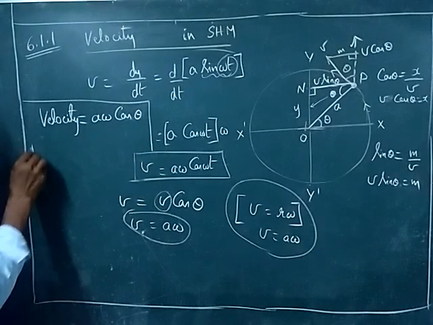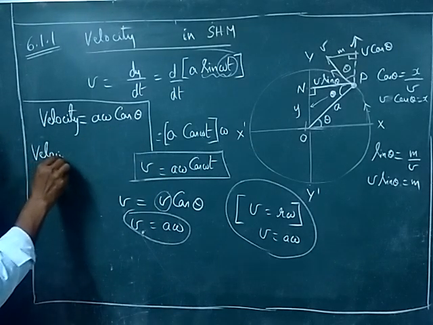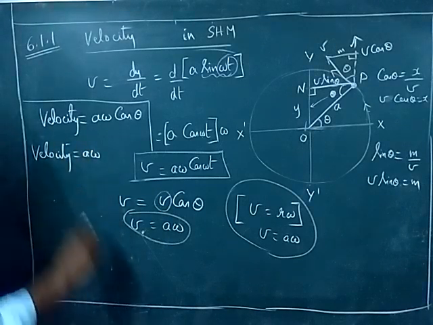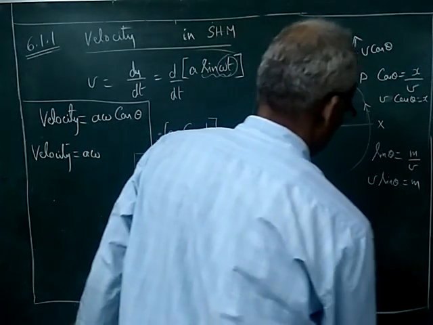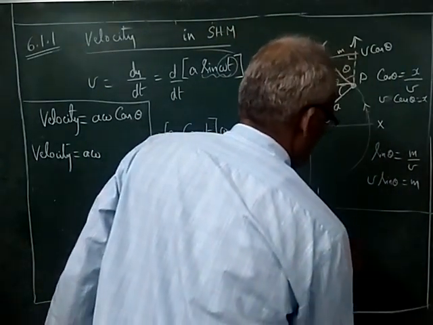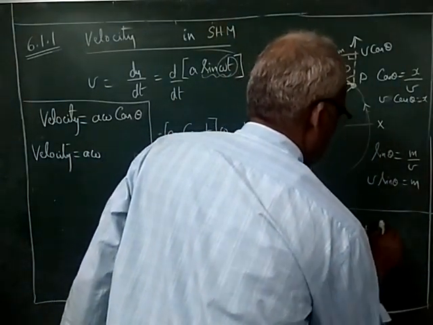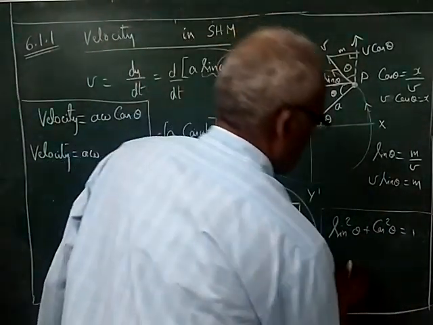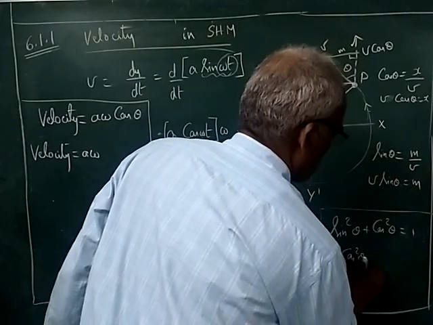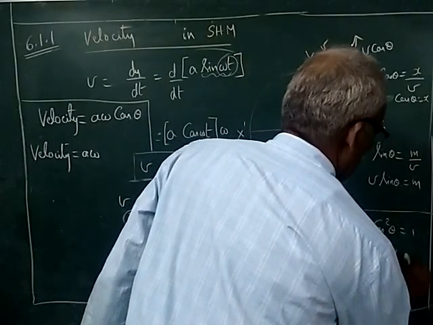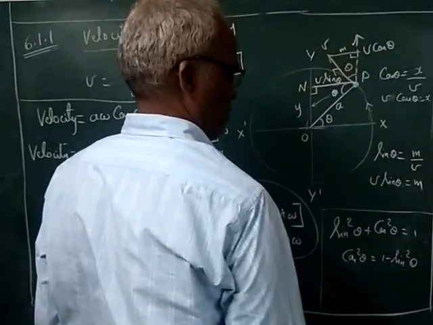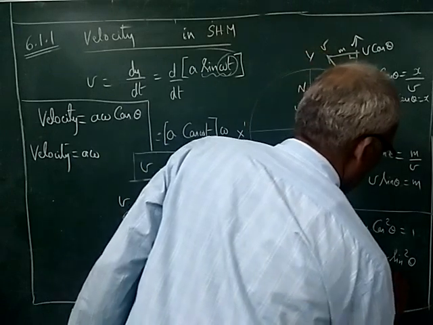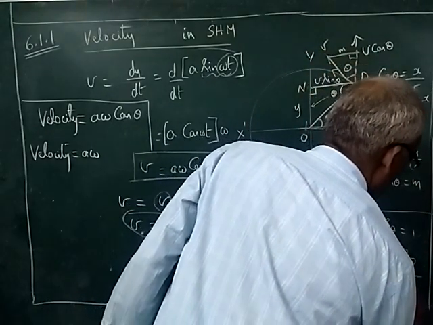But we have the relation sin square theta plus cos square theta equal to 1. Therefore, cos square theta is equal to 1 minus sin square theta. Therefore, cos theta is equal to square root of 1 minus sin square theta.